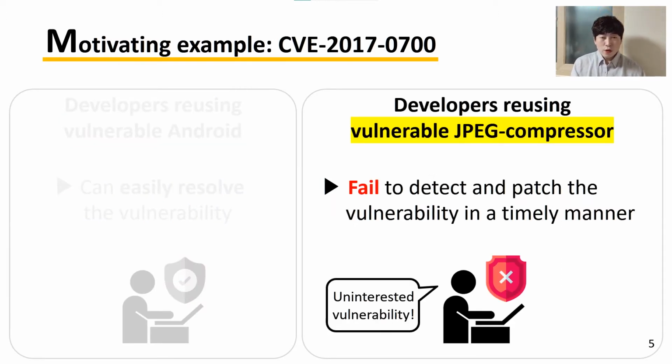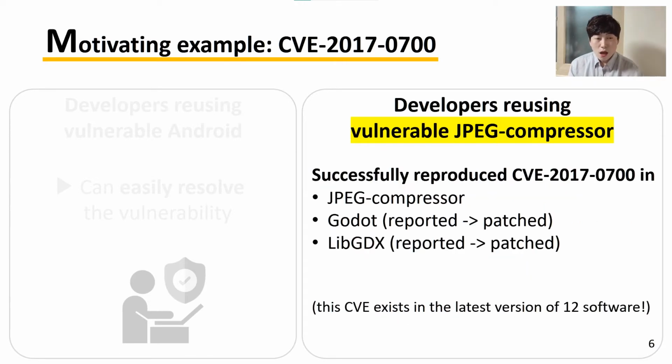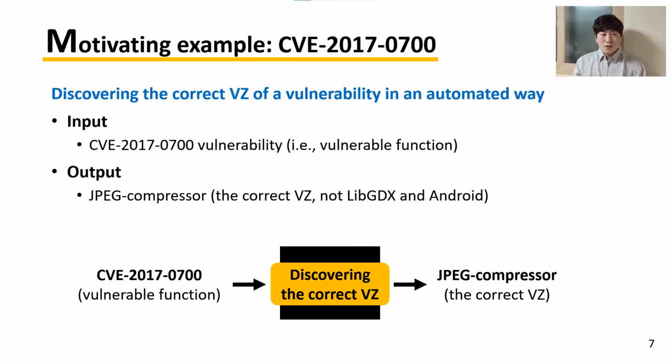However, developers reusing only the vulnerable JPEG compressor fail to detect and patch the vulnerability in a timely manner because they are not interested in the vulnerabilities of Android. We succeeded in reproducing the vulnerability in the latest versions of 3 popular software projects. Note that all reported vulnerabilities have been patched in response to our reports. To prevent such problems, our goal is to discover the correct VZ of a vulnerability in an automated way. For example, in this case, we will discover the JPEG compressor as the VZ of this CVE, not RipGDX or Android.